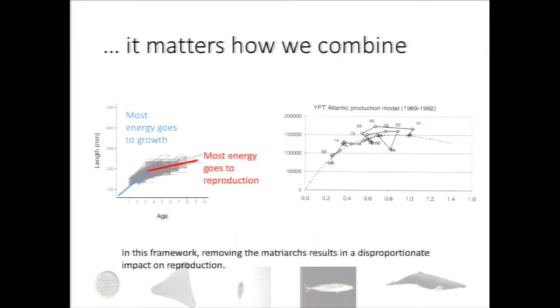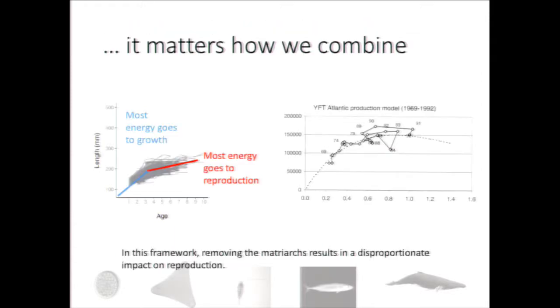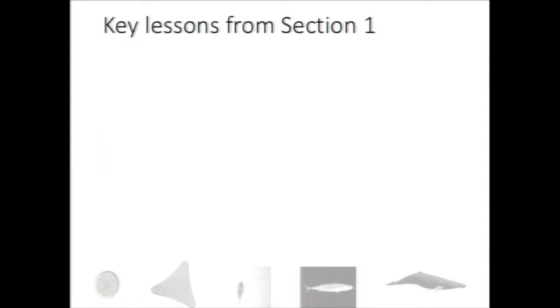On the other hand, if you have a system in which most of the energy is going to growth here and most of the energy is going to reproduction here, if you kill off all the fish that in this case are longer than 200 centimeters, you've wiped out all your reproducers, right? It's removing the matriarchs, which is actually resulting in a disproportionate impact on reproduction.